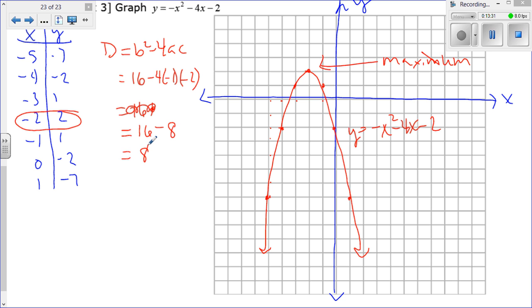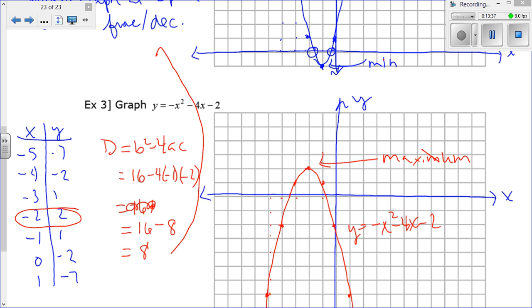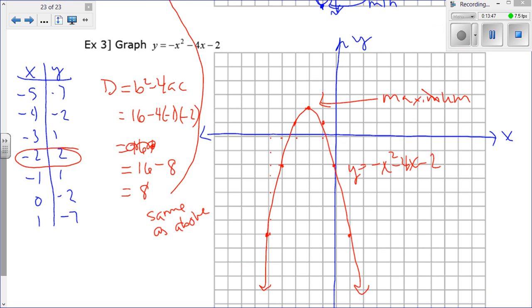And I get 8, which means I have the same as above. And my graph follows true. I have two different roots. They are not exactly on points or on the grid, therefore they are fractions or decimals. And the reason that this one opens down is because a is negative. And remember we said if a is negative, it opens down.